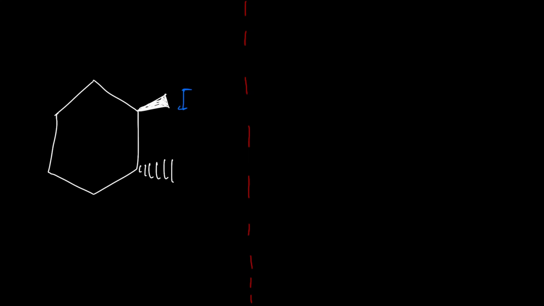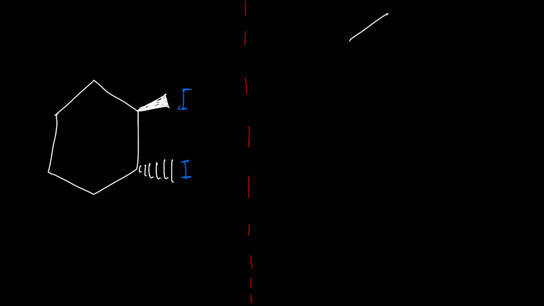Let's go over an example where this would happen in a ring. So let's say we have a 6-membered ring, and we have an iodine coming out of the page, and we have another iodine going into the page. How do we draw the enantiomer for this compound?